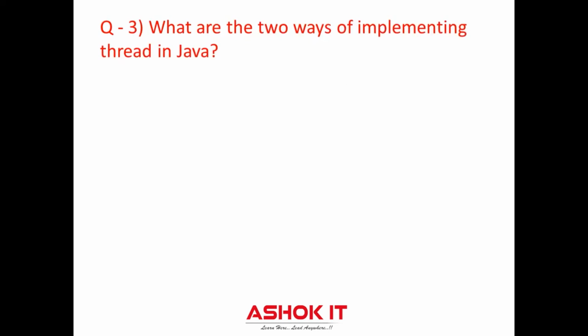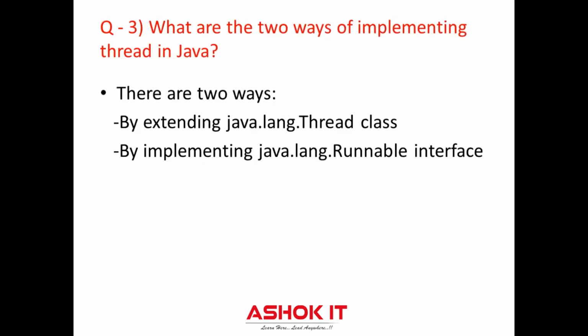Question number 3. What are the two ways of implementing a thread in Java? There are two ways: by extending the Thread class or by implementing the Runnable interface. If you are using the first way, extending the Thread class, then your thread must extend the Thread class and override the run method. Whatever task you want to perform by this thread, keep the task in the overridden run method.